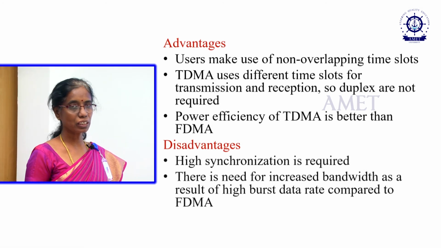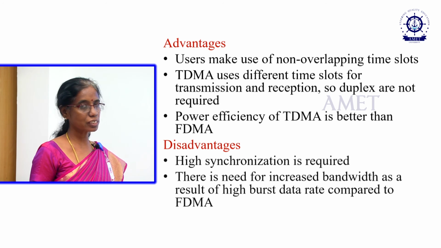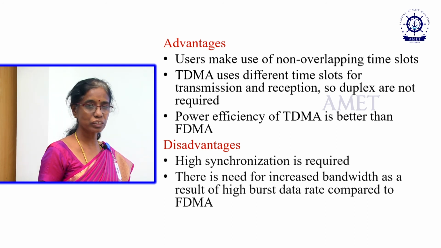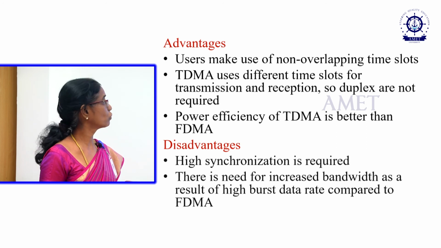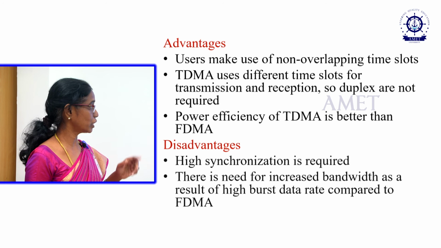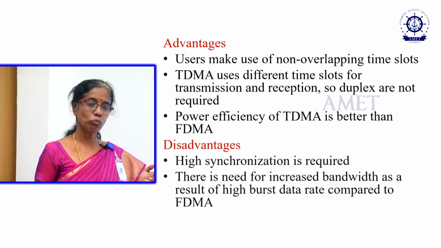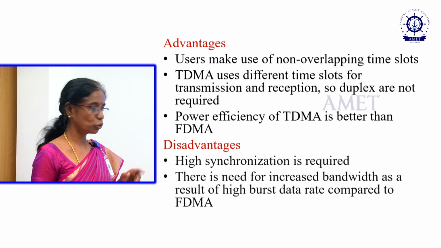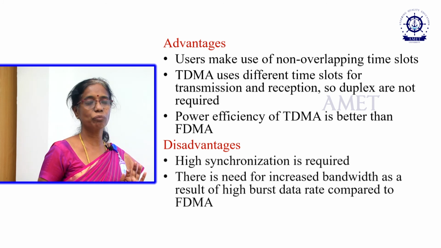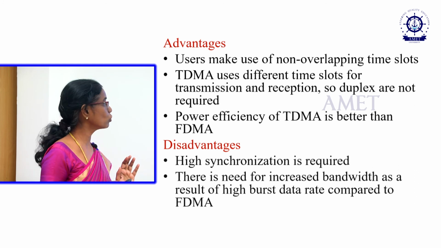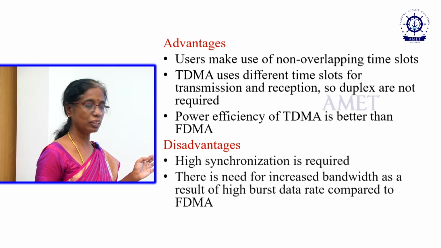As we have seen the advantages and disadvantages of the FDMA technique, every system has advantages and disadvantages. What are the advantages and disadvantages we have with TDMA, we will see from this slide. Users make use of non-overlapping time slots. TDMA uses different time slots for transmission and reception. We already know what a duplex system is: at a time we have to transmit and receive, but here different time slots are given for transmission and reception. So we do not require a duplex system. The power efficiency of the TDMA system is better than the FDMA system.